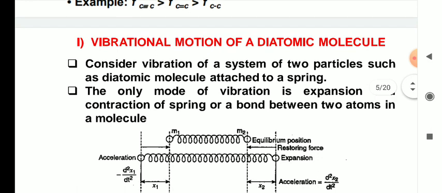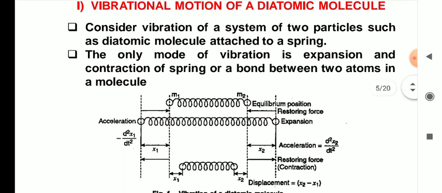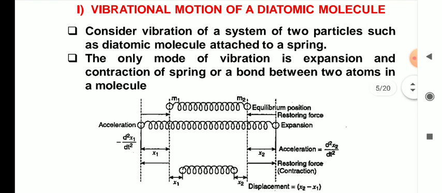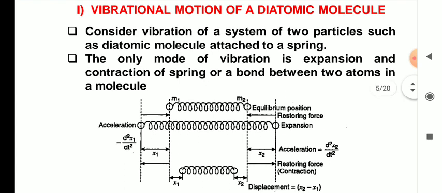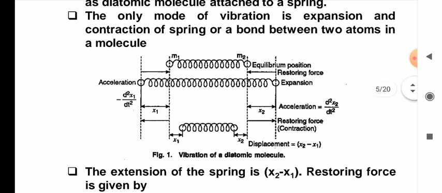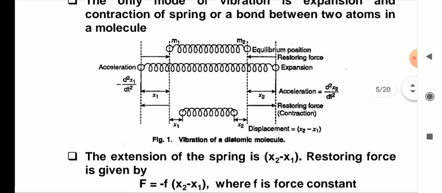Vibrational motion of a diatomic molecule: we shall derive the expression for the vibrational energy. For that purpose, consider the vibration of a two atom molecule, that means two particles such as a diatomic molecule attached by a spring. The only mode of vibration is expansion and contraction of a spring or a bond between two atoms in the molecule.